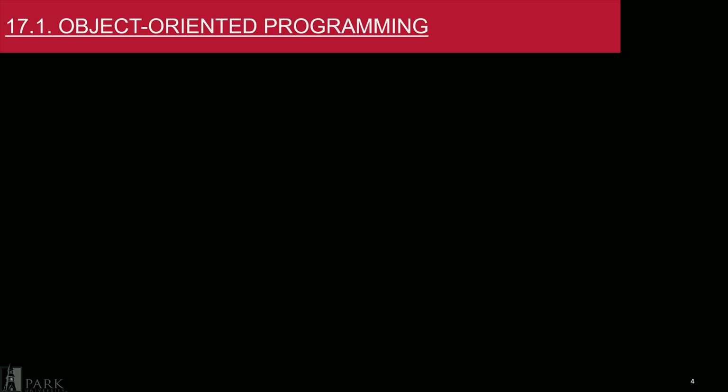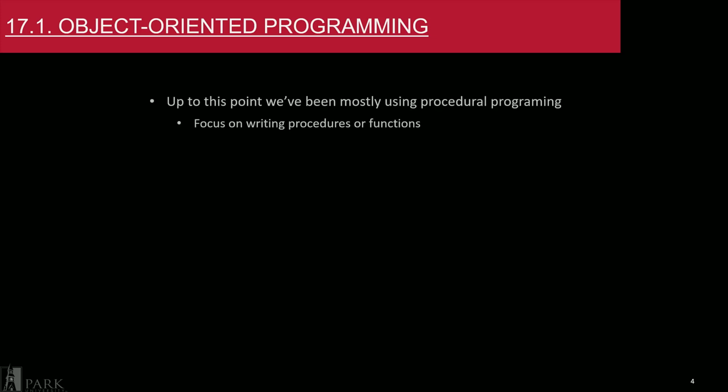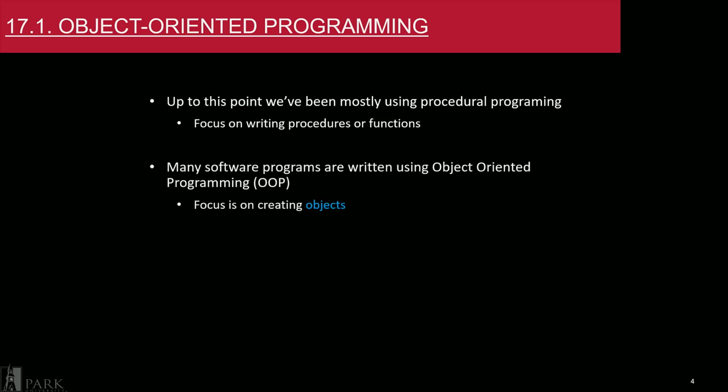Now, up to this point throughout our learning adventure, we've been mostly focusing on procedural programming. This is where we put the focus on writing functions, where the code is executed sequentially. But many software programs are written using what's known as object-oriented programming, also known as OOP. The focus of this is creating objects, and we're going to talk about what objects are as we move along.